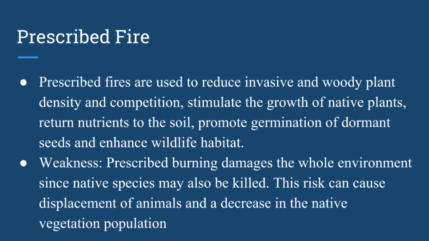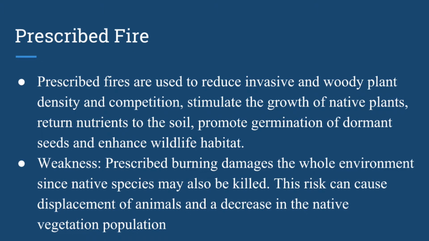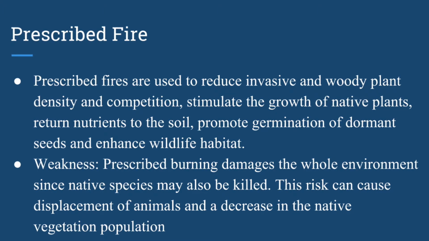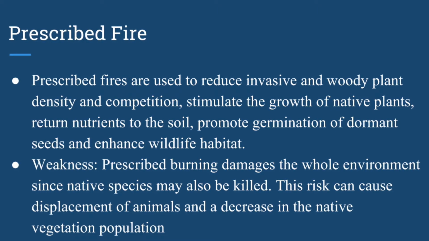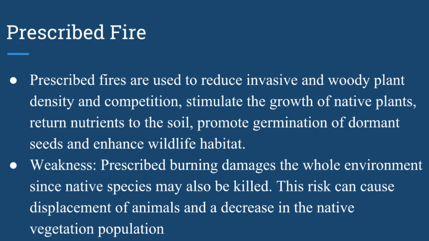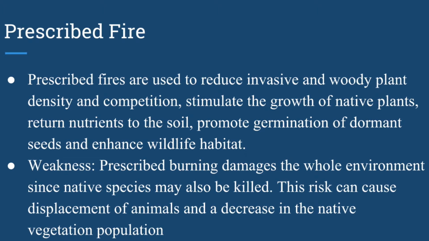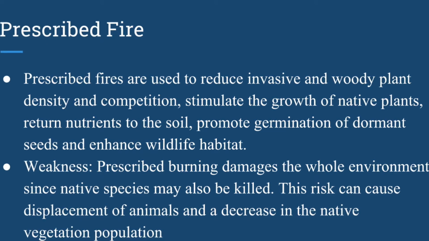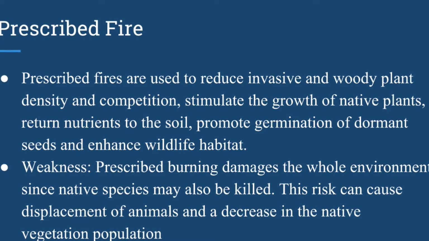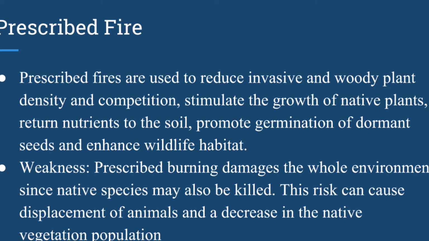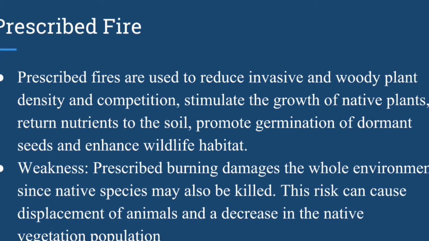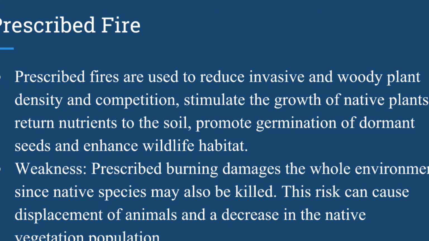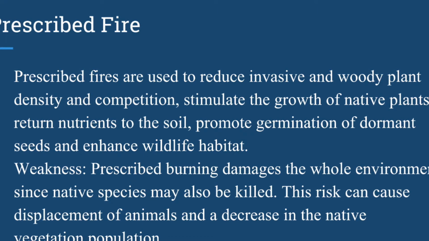Some weaknesses of this solution are that prescribed burning damages the whole environment since native species may also be killed. The risk can cause displacement of animals and a decrease in the native vegetation population. An example of this is lighting a crop field on fire in a local farm to kill invasive cogongrass. The problem with this is the crops will also die as well as displacing any natives living in that field. This will hinder food supply despite it ridding the field of the invasive species.